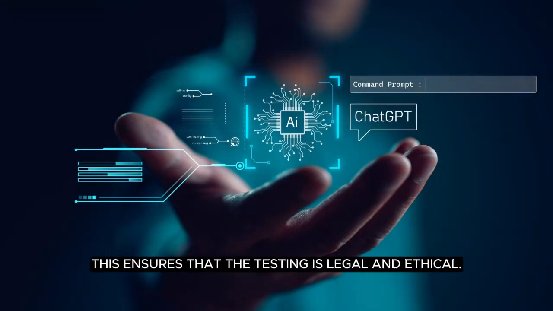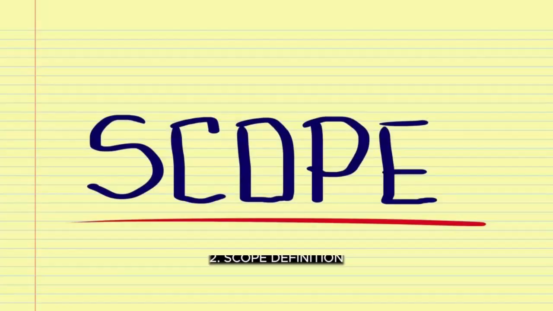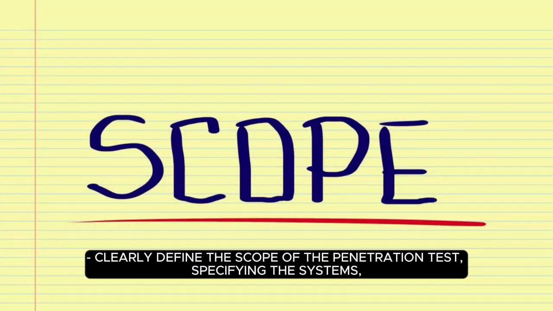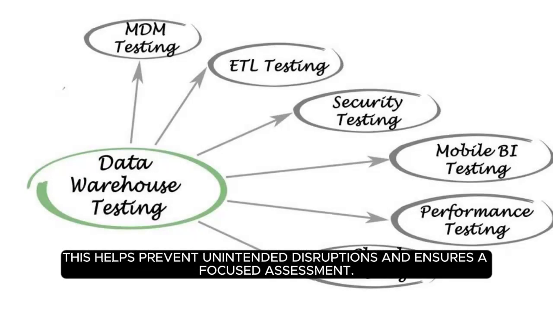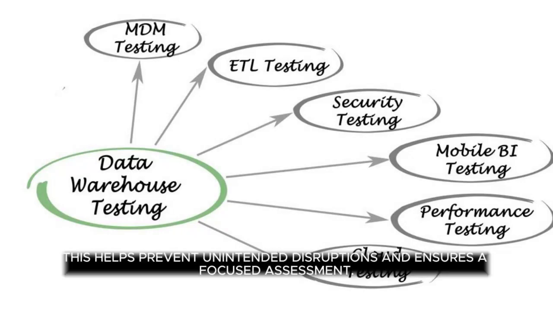1. Authorization. Penetration testing must be conducted with explicit authorization from the organization or individual responsible for the systems being tested. This ensures that the testing is legal and ethical. 2. Scope definition. Clearly define the scope of the penetration test, specifying the systems, networks, and applications that are within the scope of testing. This helps prevent unintended disruptions and ensures a focused assessment.